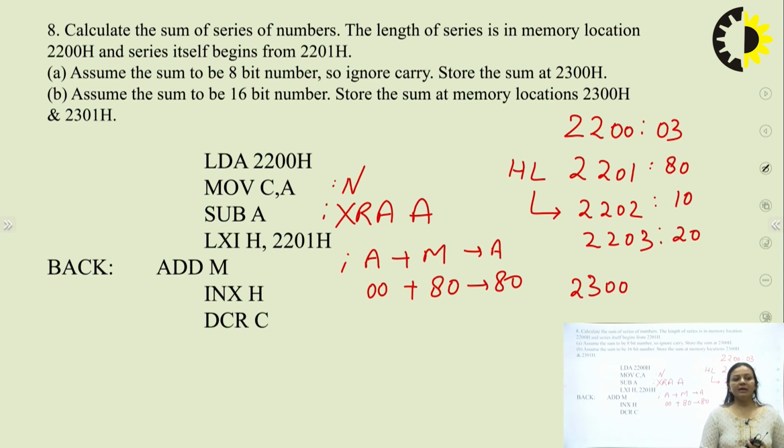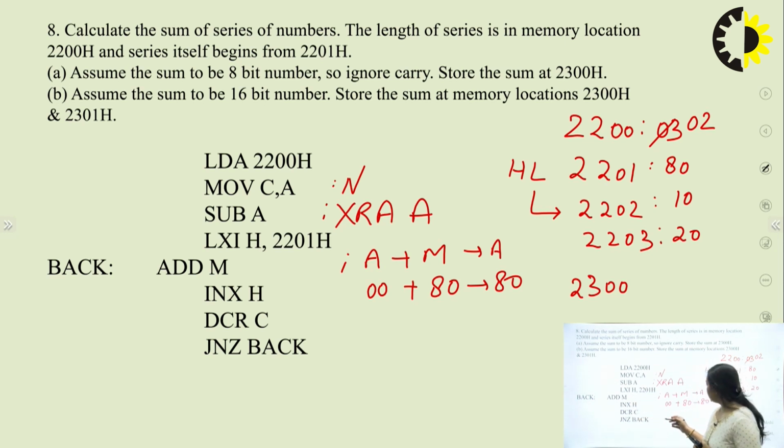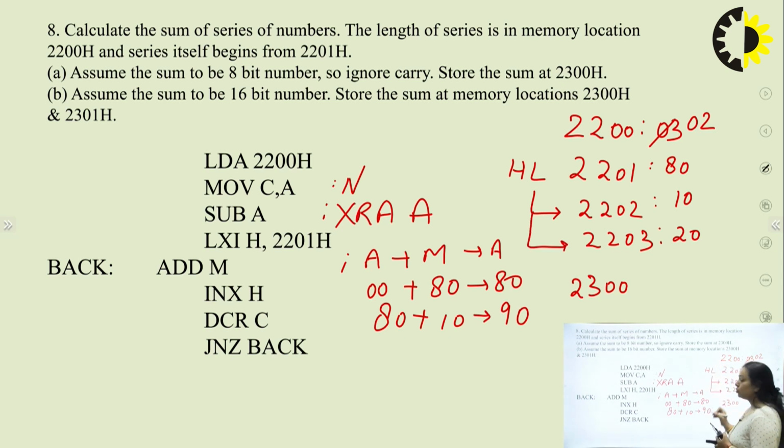Now you have performed one addition, so you must decrement the counter to count how many times you have performed the addition. Decrement your counter by 1 and check whether it has become equal to 0. The zero flag is set if the result of any arithmetic or logic operation is 0, but my result is not 0, so the zero flag is not set. I go back and again perform the addition. This time the accumulator has 80 and memory is pointing to 10, so you get 90. Again increment HL to 2203, decrement your counter by 1, and it becomes 01. Still it is not 0, so we go back again.